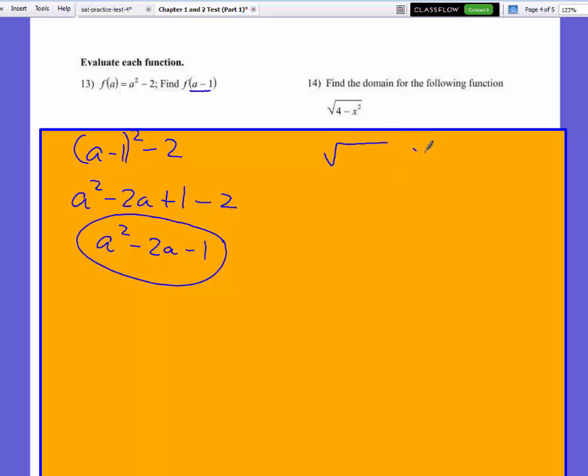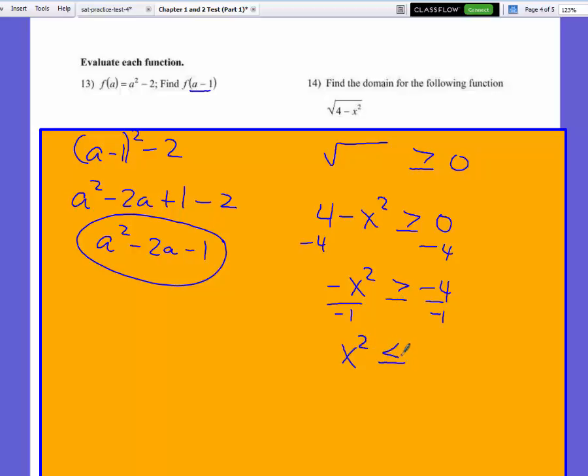All right, for 14, if I want to find the domain, then we know anytime I have a square root, it has to be greater than or equal to 0. So all I need to do is take 4 minus x squared, set it greater than or equal to 0. So if I subtract the 4, subtract the 4, that gives me negative x squared is greater than or equal to negative 4. And now I got to divide by the negative, divide by the negative. Now remember, when you divide by a negative, the sign has to flip. So now it's got x squared less than or equal to 4, and take the square root of both sides.